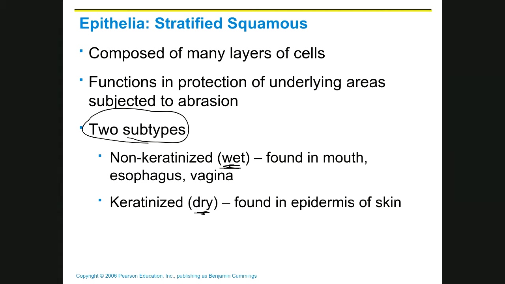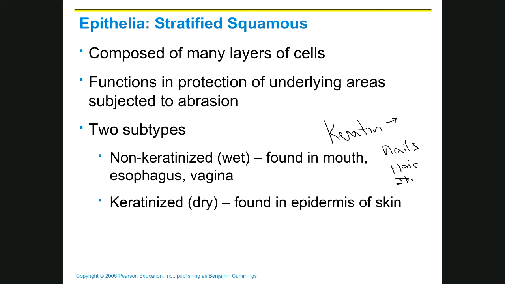But they're called wet and they're called dry. What makes them wet or dry is something called keratin. So keratin is a protein. And keratin is what our fingernails are made out of. It's what our hair is made out of. It's also in the outer layers of the skin. And keratin is a little bit waterproof.